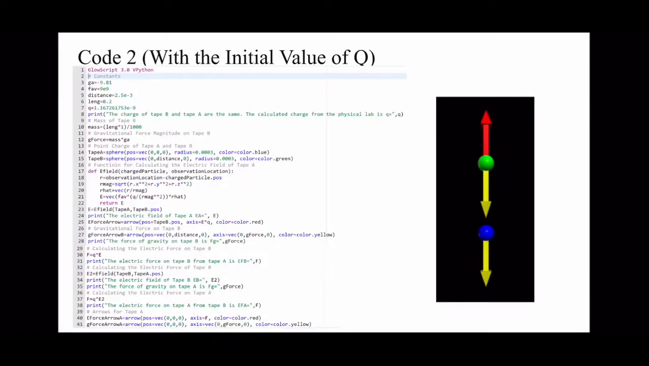My second version included the charge calculated in the experimental portion. I used the function to calculate an electric field from lab 0 to create both electric fields of both tapes. After finding the electric fields, I found the force acting on both tapes and calculated the gravitational force as well.